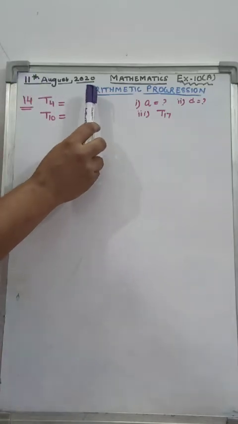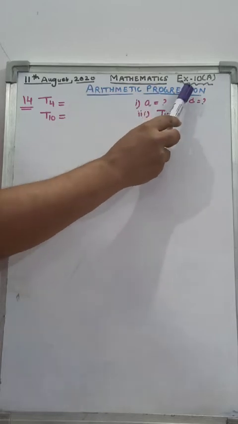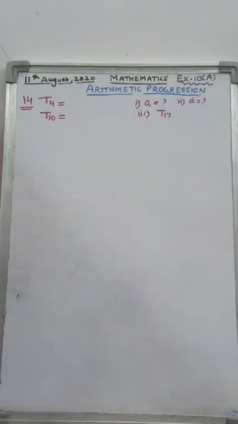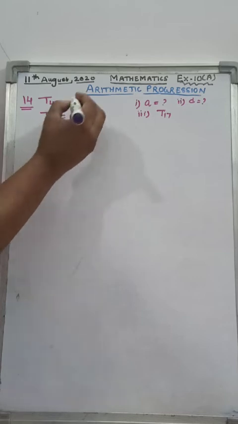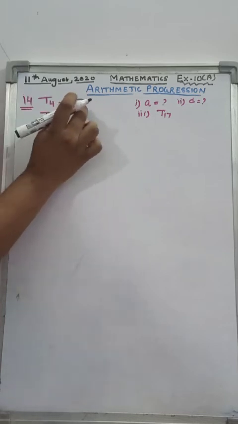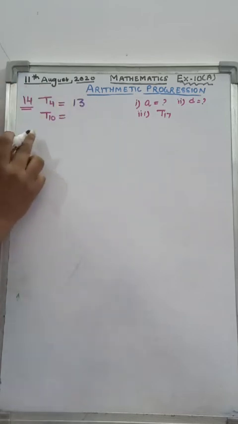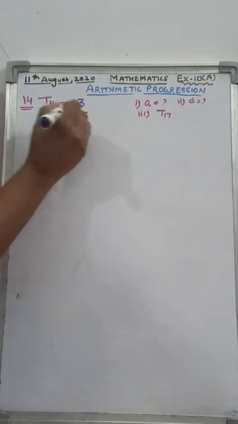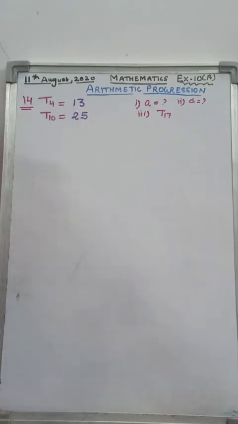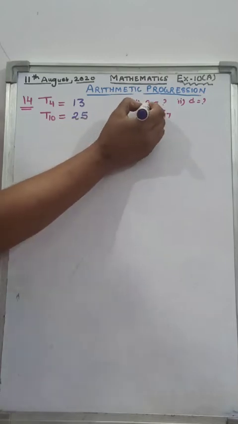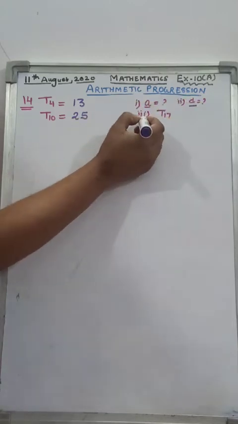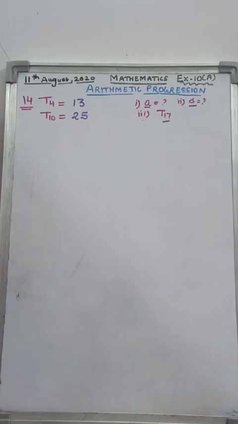I will continue with the chapter Arithmetic Progression, exercise 10A. Let's do some more questions. Question number 14. It says that if the fourth term and 10th term of an AP are 13 and 25 respectively, find the first term, the common difference, and the 17th term.